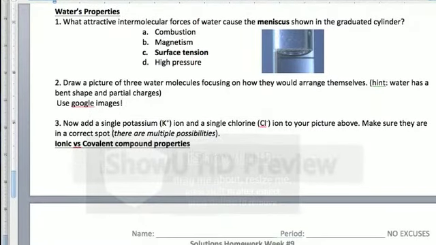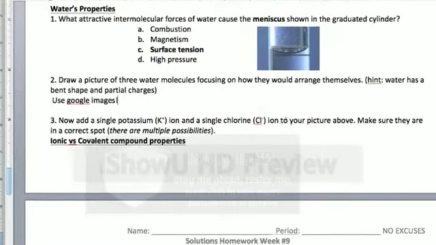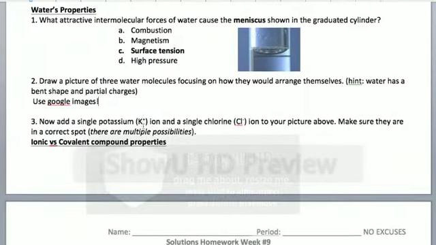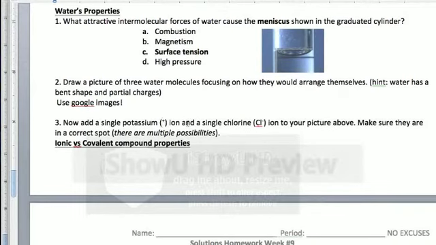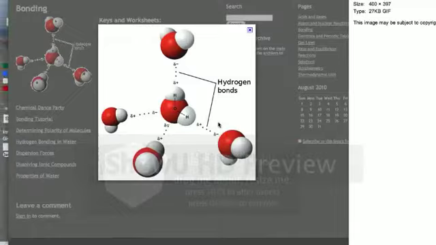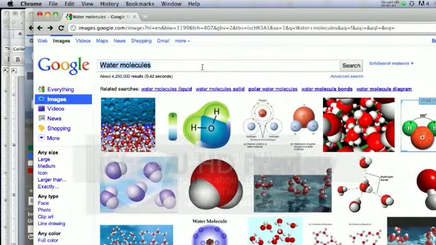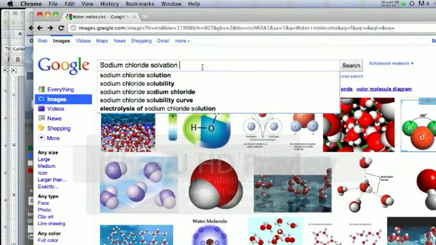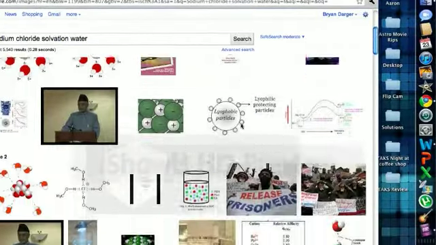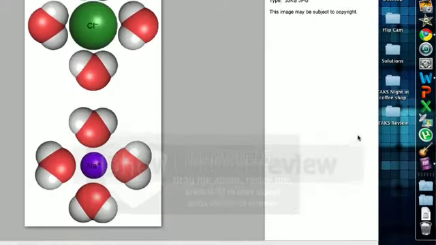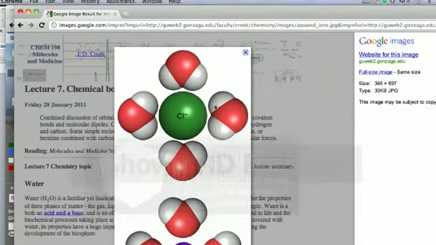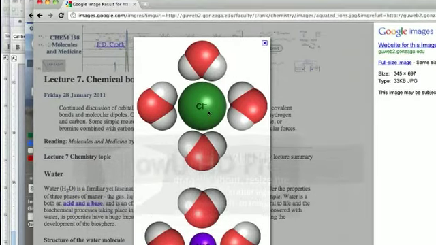Number 3. Now add a single potassium ion and a single chloride ion to your picture above. Make sure they're in a correct spot. There are multiple possibilities. I'm going to make this sodium, actually, because it's a little bit easier to find, so I can find you a picture of this. I'm going to go back to Google Images and search sodium chloride solvation water, and we'll see what we can pull up. If I look around here, booyah, right there. It pulls up a nice big picture of sodium chloride being solvated by water molecules.